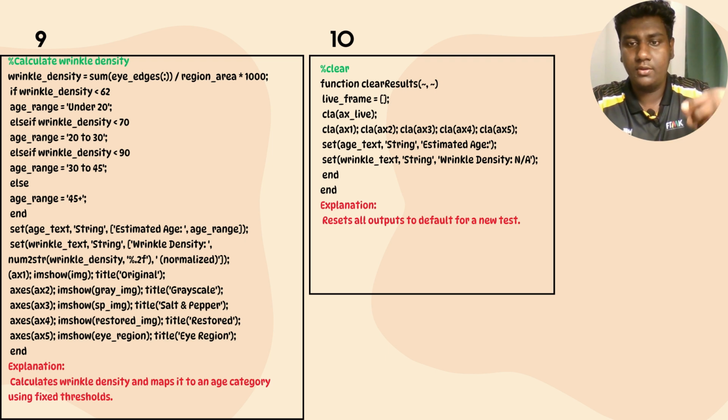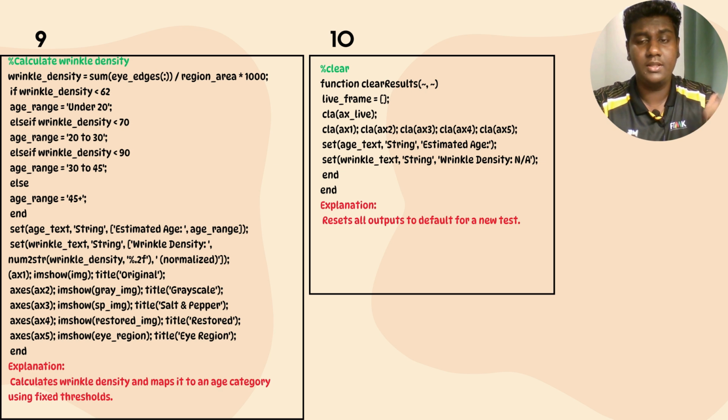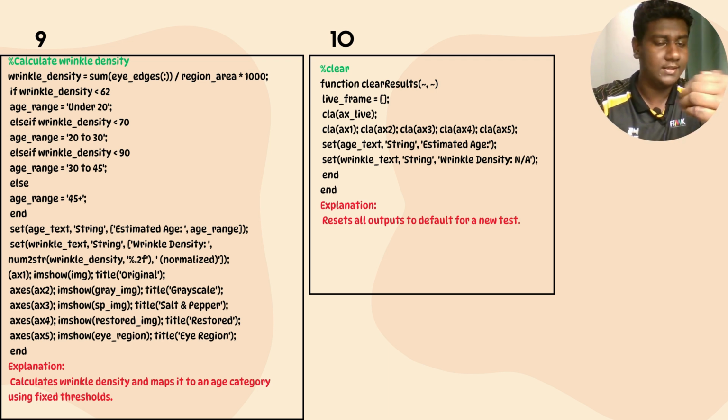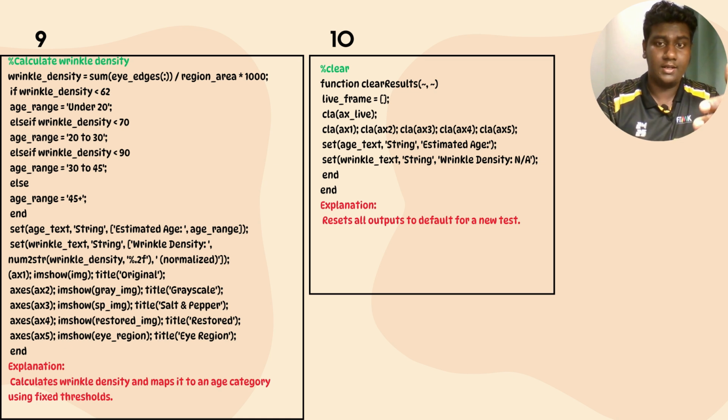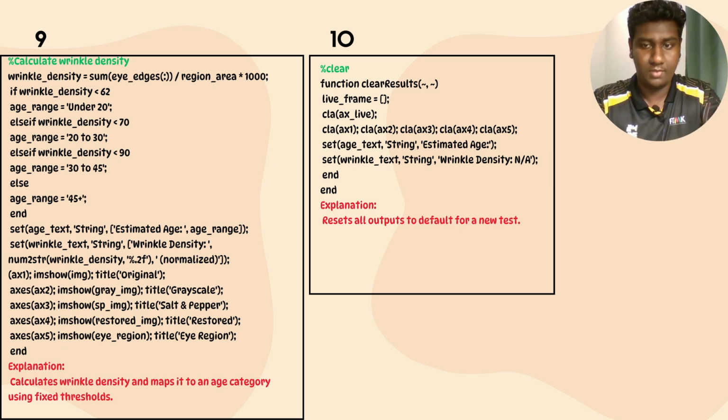Okay, in this code, I will be explaining about calculating the wrinkle density. If the wrinkle density is under 62, the age range category is under 20. Under 70, the age range category is 20 to 30. If the wrinkle density is 90 and below, it will be categorized as 32 to 40. Otherwise, if the wrinkle density is other than that, it will be categorized as 45 plus.